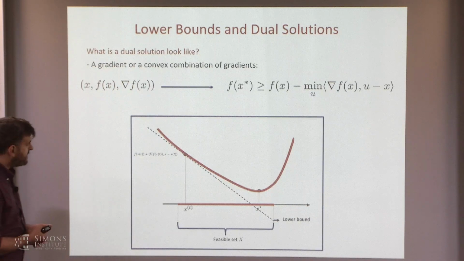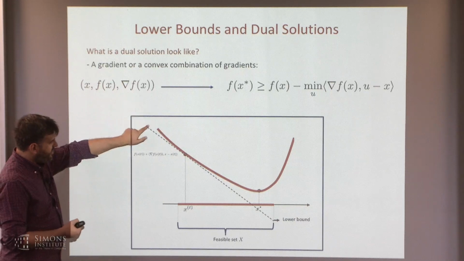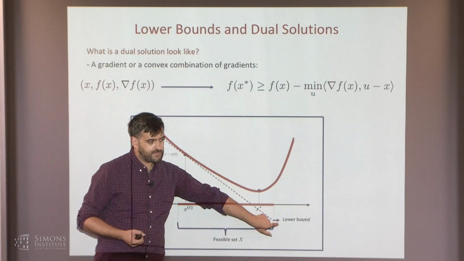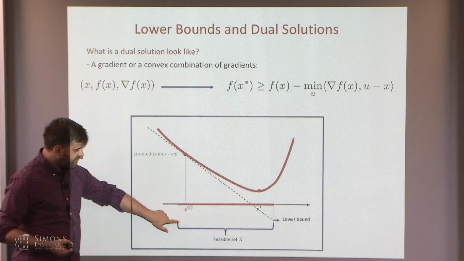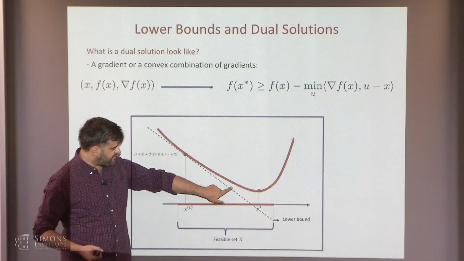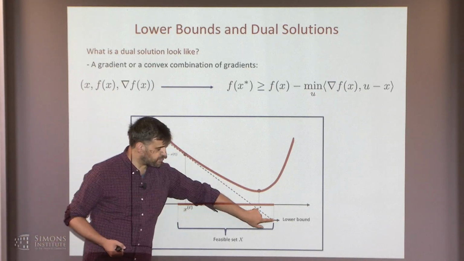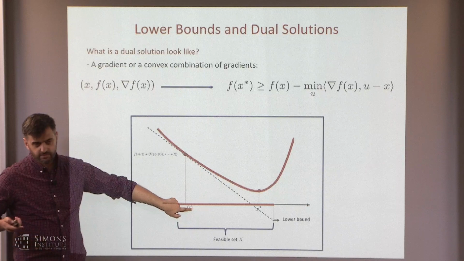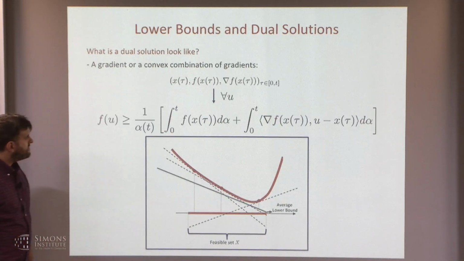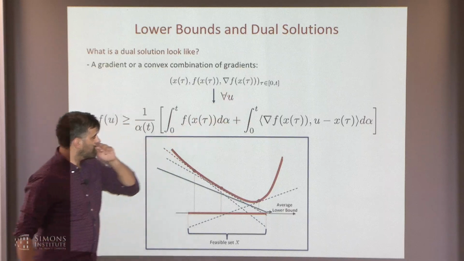Whenever you query a point and you get a gradient, you have a lower bound for your function. If you're optimizing over, say, a compact set, you know that the minimum of this function provides a global lower bound to your optimization problem. That's a dual solution. The same works if you have a bunch of points, a distribution over points you queried.